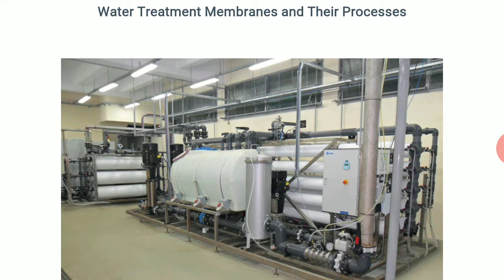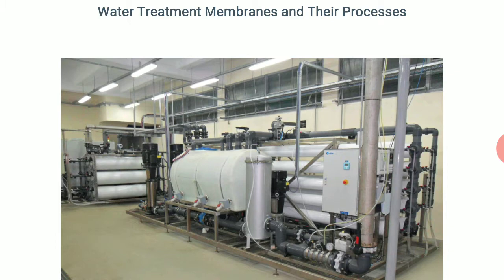What are treatment membranes and their process? The process of water treatment membranes, filtering out contaminants even at the nanoscale. Membranes are a mainstay of water and wastewater treatments. In water treatment, membranes are barriers that allow water to pass through but stop unwanted substances from passing through with it.